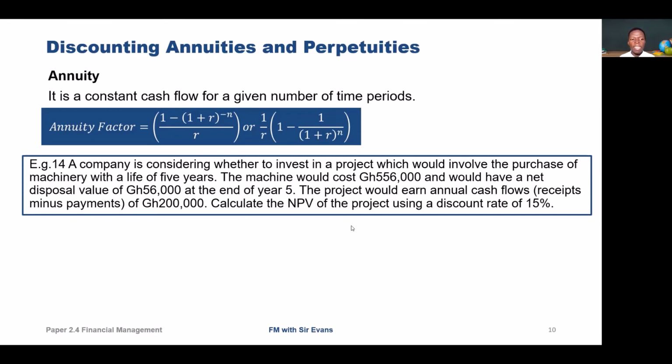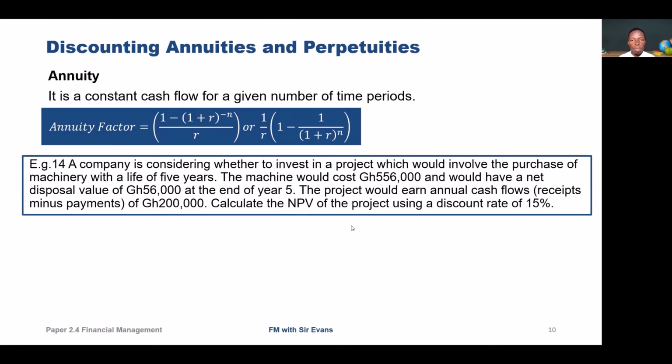Now, it will also have a net disposal value of $56,000, which is an inflow at the end of year 5. That one too, we discount it, 1 over 1 plus 15% raised to the power 5. Now, the project will earn annual cash flows of $200,000. So over the 5 years, there's going to be an inflow of $200,000.